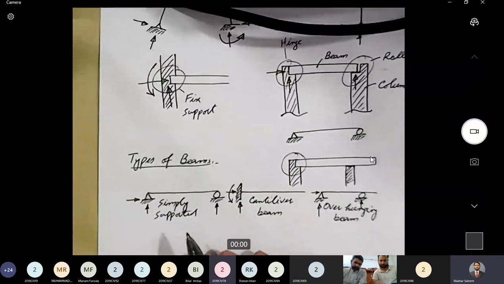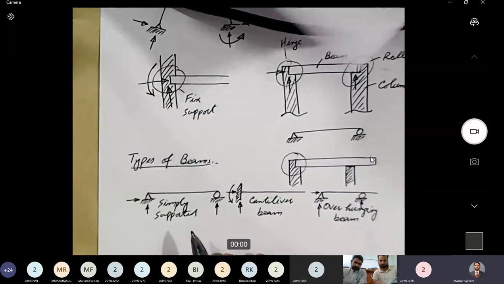Sir, I have a question. Oh yeah. Sir, what if the beam is overhanging from both sides?